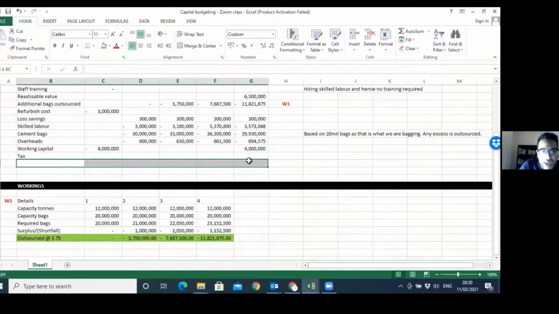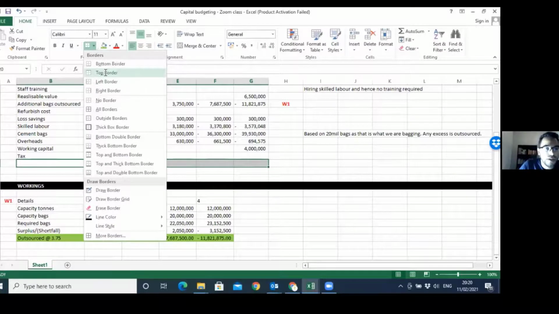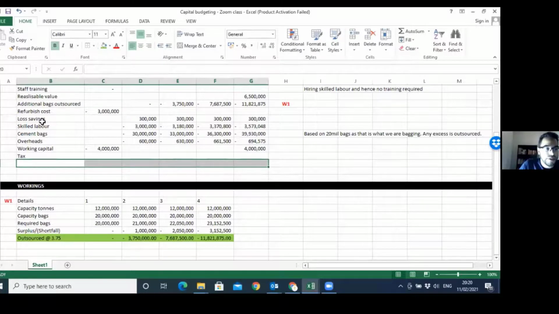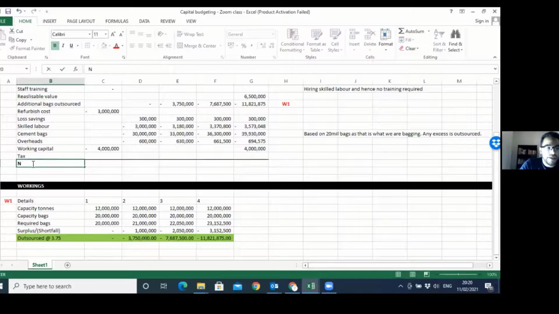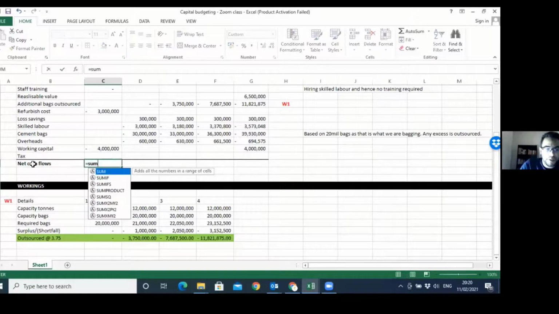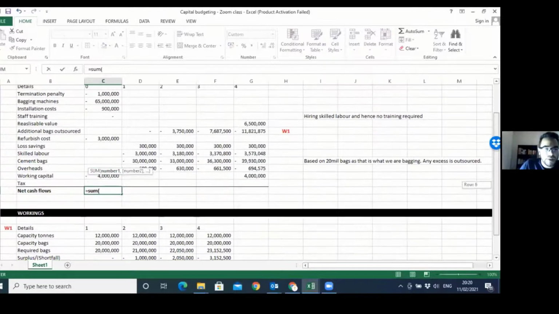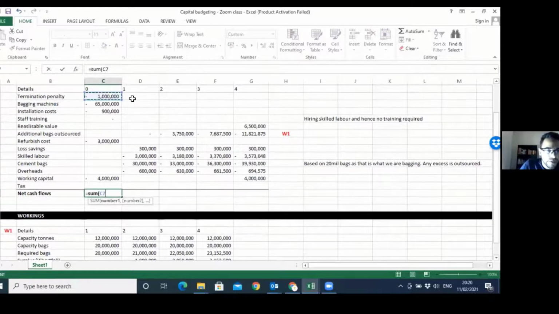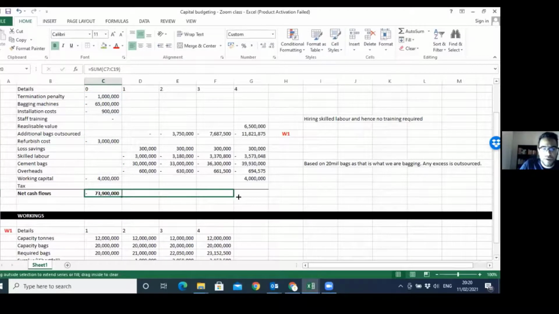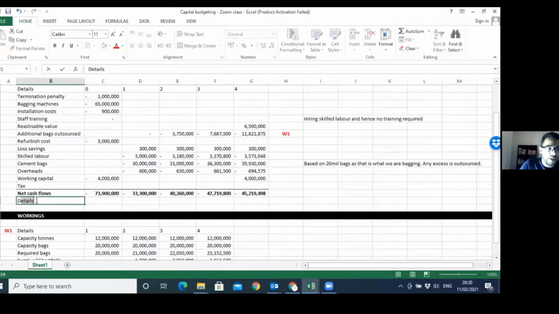Now we will have net cash flows, and we will sum it up. Remember, we must take tax into account. Without tax is not really a true reflection, but we're not going to deal with that now. And then we have the discount rate.